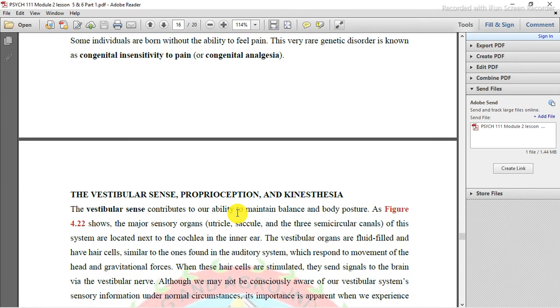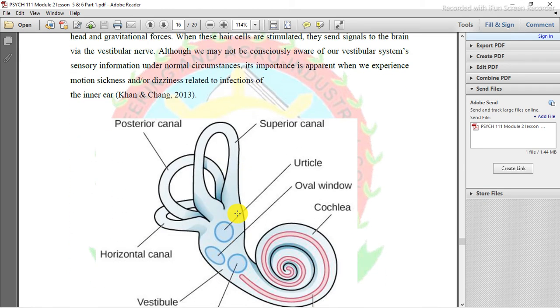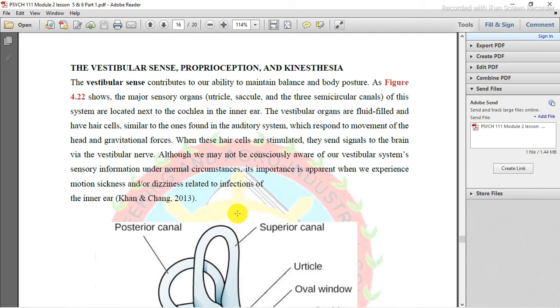Okay? And we have also here, no, the vestibular sense or the proprioception and kinesthesia. Parang sa tenga pa rin, no? The vestibular sense contributes to our ability to maintain balance. Ito na yun. Pag nasuntok yan dyan sa tenga, wala kagad yung balance mo.